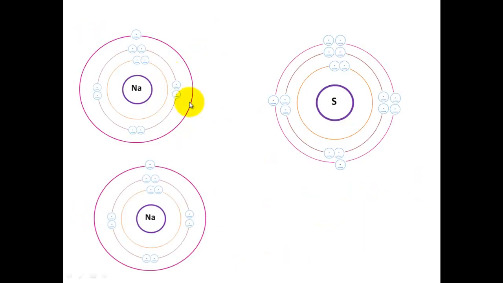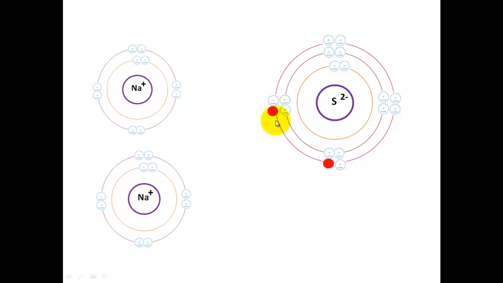So let's see what happens when sodium gets together with sulfur. Each sodium wants to get rid of 1 electron, and sulfur wants to gain 2 electrons. So it makes sense for these electrons here to move over to sulfur. And this is exactly what they do. And there they are there. So what we've now got is 2 extra electrons on sulfur, and each sodium here has lost an electron to give it a positive charge. And this is called an electron transfer diagram.